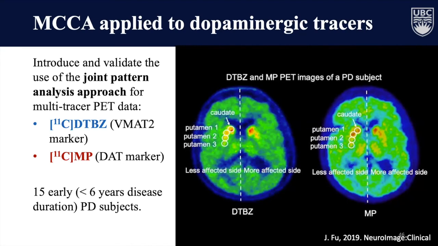So we want to apply MCCA plus orthogonal signal correction to the two tracers. First, because the similarities between the two tracers provide us a reference for our analysis outcome, and then we can use the unique information to explore the differential role between the two tracers.